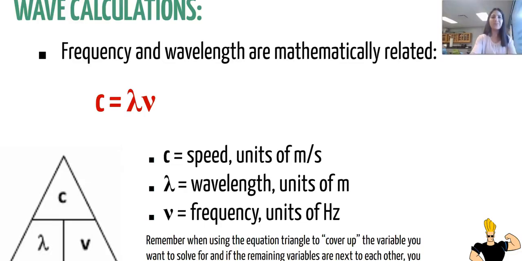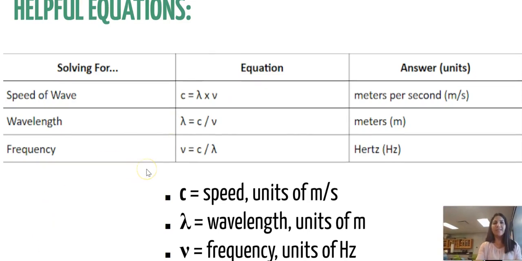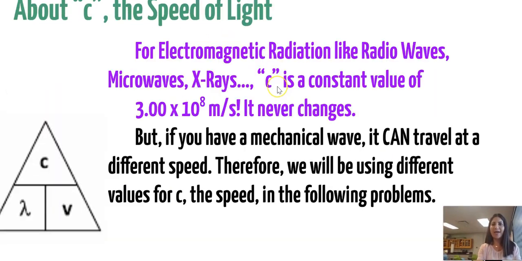Okay, so the equation is C equals lambda times nu. Pretty easy, but we want to rearrange it. And so we're going to use our little algebra triangle again. We're just going to try 3 problems together. We're going to set them up real quick and see how we do. We could figure out the equations ourselves, which we're going to, but the slideshow does have the equations already worked out for you here. So let's take a look at the next slide.